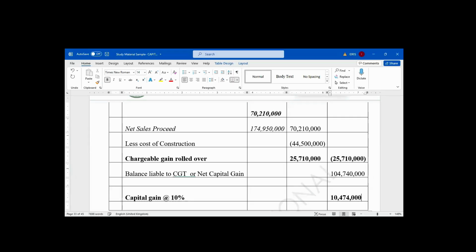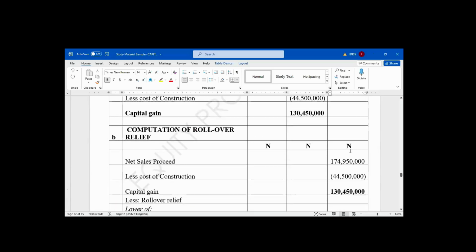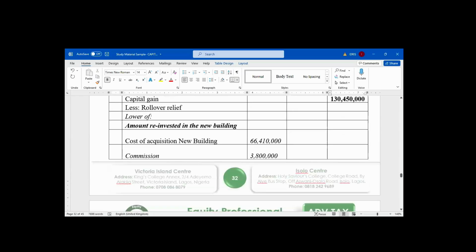That is the capital gain tax you pay. Because it's partial, that is when you are paying part of the capital gain tax. How much was deferred from the capital gain? How much was rollover? 25,710,000 was the amount rollover. Part of the capital gain is due for capital gain tax under partial. Part of this 130,450,000 will be rollover, and part is due for capital gain tax.